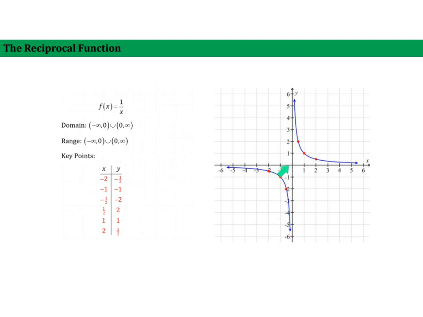X can't be 0. And you'll also see the range has a break at 0. So y can't be 0. So you'll see this horizontal break where as we go from bottom to top, we must make this break right here. And that's seen in the range. The domain, likewise, as we go left to right, you see a break at x equals 0.